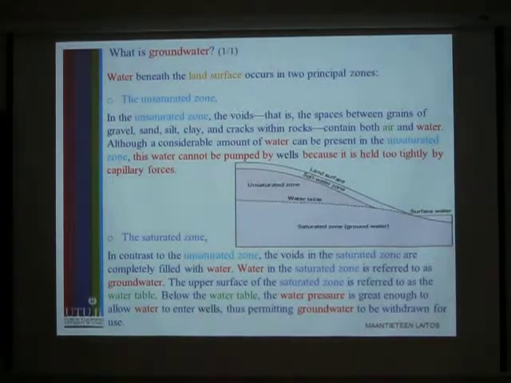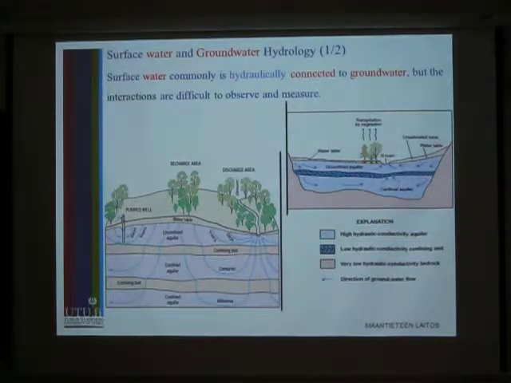The other part is the saturated zone. In this saturated zone, all the voids, all the spaces, are filled by water. And this kind of water it's possible to pump and use for irrigation, for drinking, or any kind of use, actually depending on the quality of the water, I mean the chemical quality of the water.